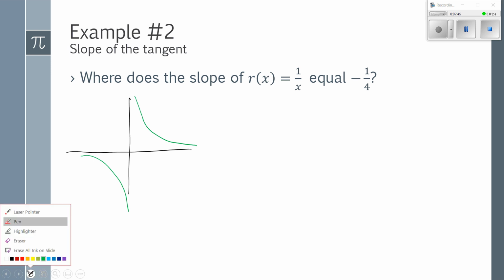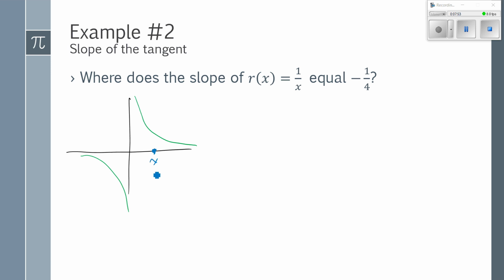The problem here is I don't know what x value I'm supposed to be using. So I'm just going to pick a generic x value. I don't know it, so I'm just going to leave it as x. Well, that point here has an x coordinate of x. Plugging that into my function, my y coordinate is also 1 over x.